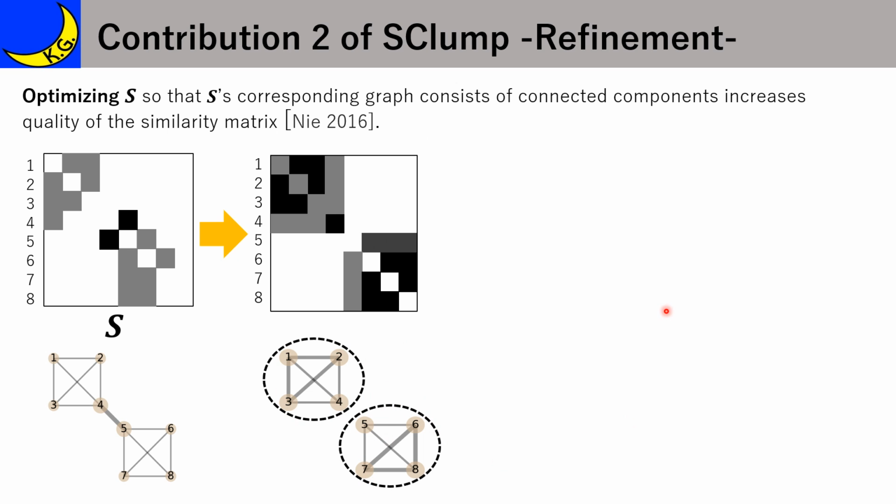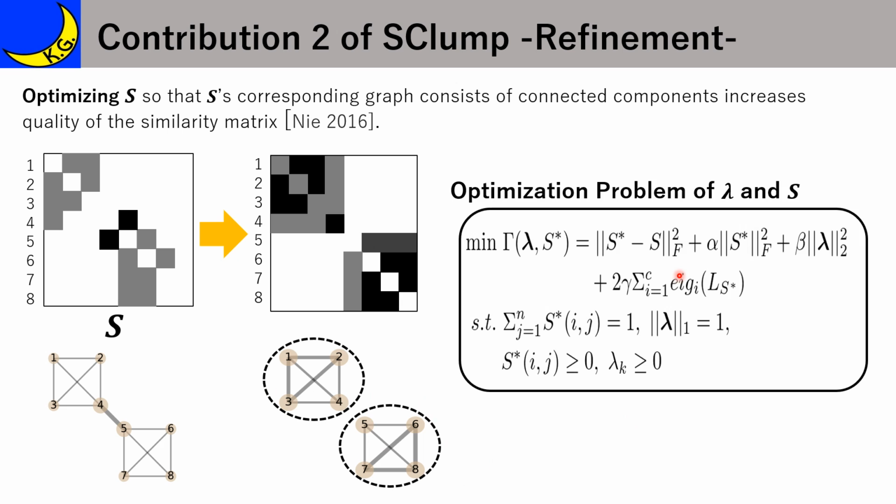Therefore, the refinement of the similarity matrix involves two variables, weights lambda for metapaths and the similarity matrix S. To achieve this refinement process, SClump solves this optimization problem with two variables, lambda and S. Then, SClump achieves the refinement to increase the quality of the similarity matrix and high accuracy clustering.